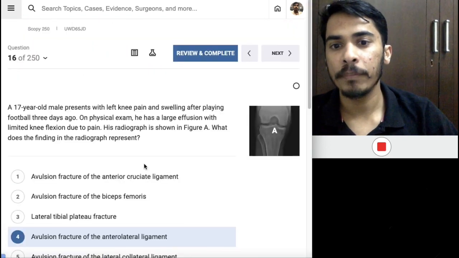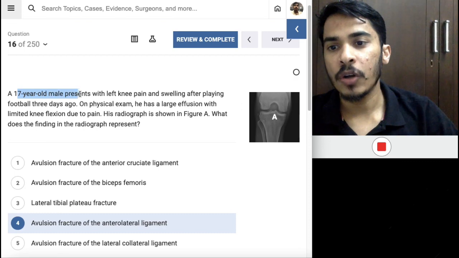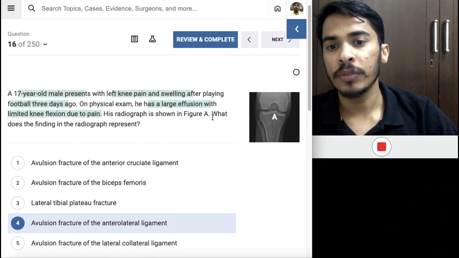Next question. A 17-year-old male presents with left knee pain and swelling after playing football 3 days ago. On physical exam, he has a large effusion with limited knee flexion due to pain. This radiograph is shown in figure A. What does the finding in the radiograph represent?